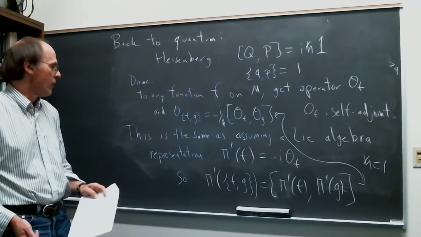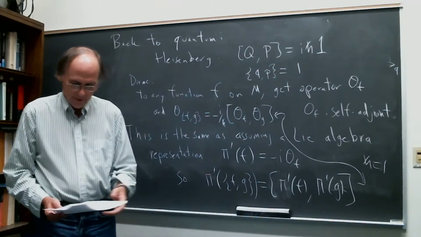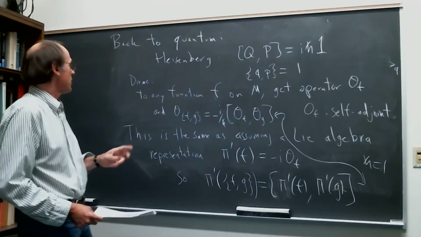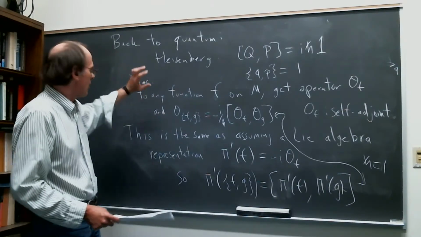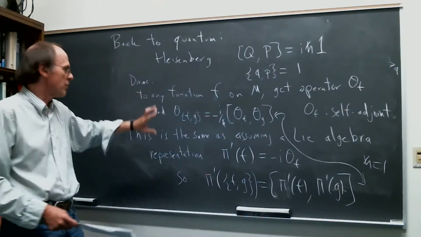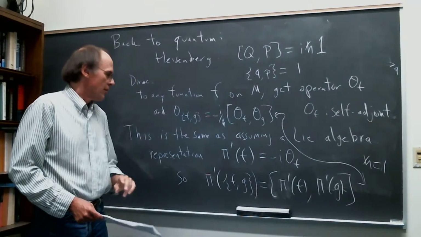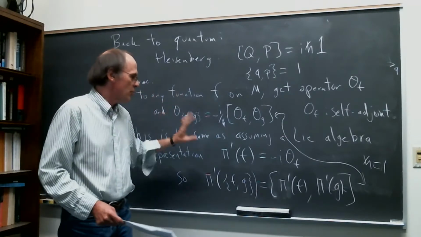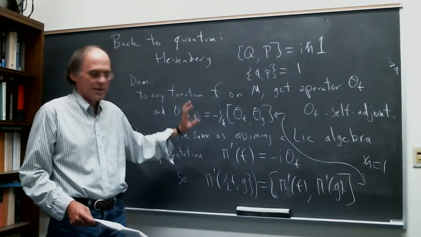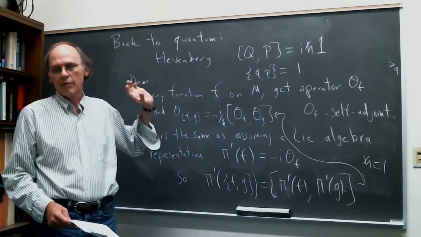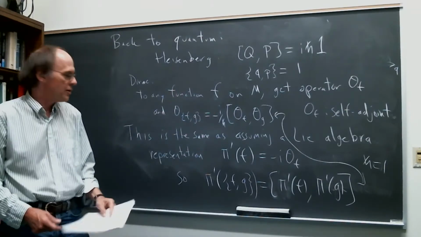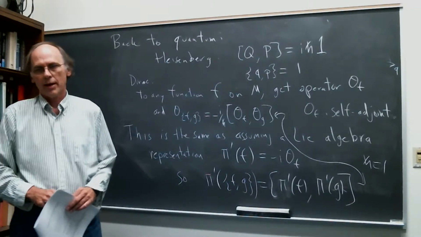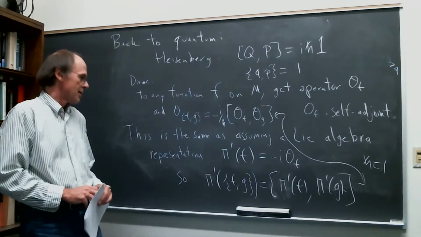Okay, so this is it. This is what's often called Dirac quantization, or more accurately, what Dirac would like quantization to be, because we're going to see that you actually can't do this for arbitrary functions. You can only do this for certain functions, and that's one of the trickiness of the subject.